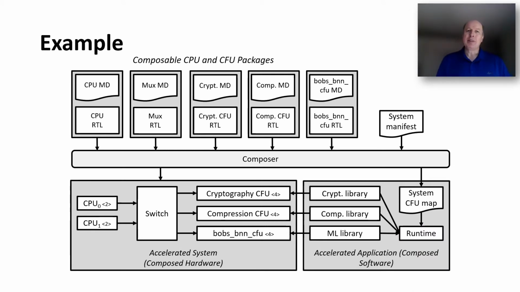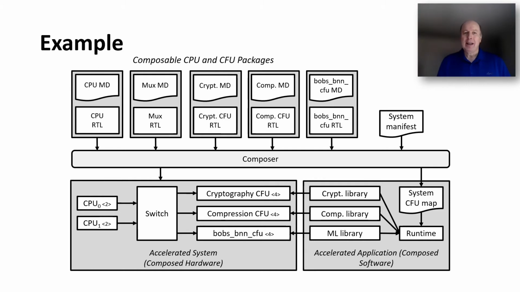Here's an example of a composed system comprising a set of CFU-LI compliant CPU and CFU packages, including accelerators for cryptography, compression, and a new binary neural network inference package. These are composed according to a system manifest into an accelerated system with two CPU cores going through a switch to the three different CFUs.